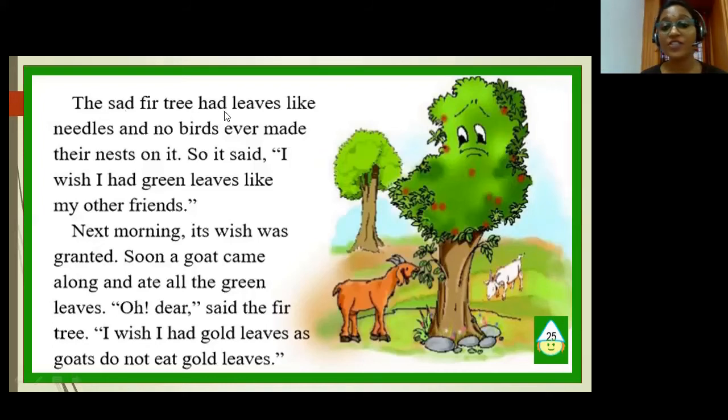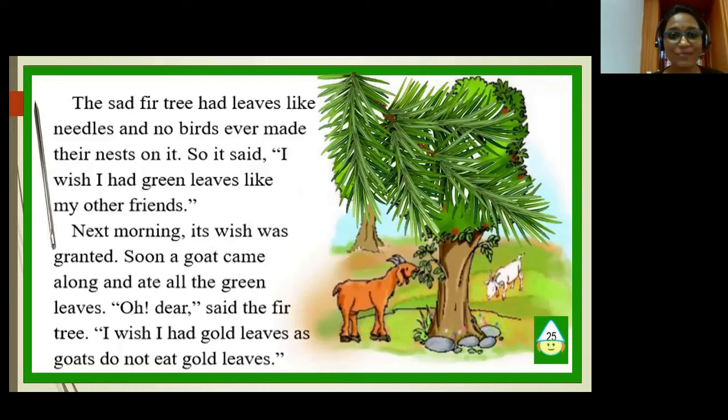The sad fir tree had leaves like needles, and no birds ever made their nests on it. So it said, I wish I had green leaves like my other friends. When the magician asked the fir tree what desire or wish it had, the fir tree sadly replied that she was not happy with her needle-like leaves. She wanted leaves just like her other friends.